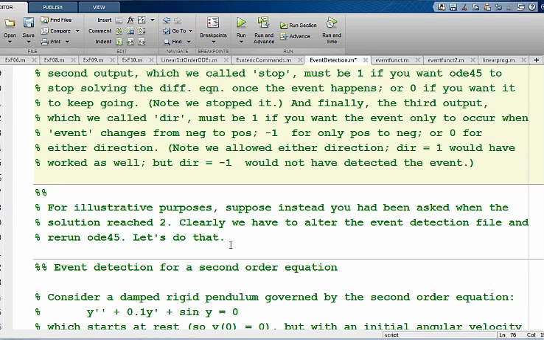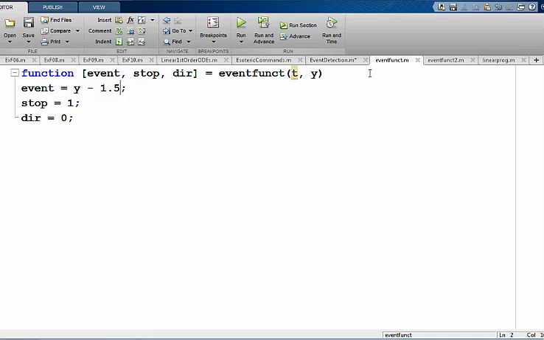Okay, for illustrative purposes, suppose instead you had been asked when the solution reached 2 rather than 1.5. What would you have to do? You'd have to go back and change the event file. So change 1.5 to 2, save it, and now let's run the commands again.